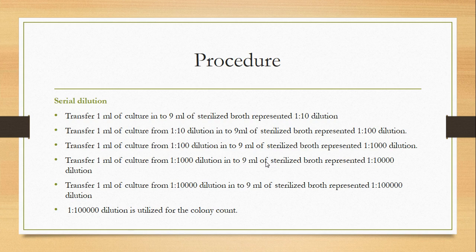Transfer 1 ml from the 1:100 dilution to 9 ml broth, representing a 1:1000 dilution, and then 1 ml from the 1:1000 dilution is diluted with 9 ml broth, representing 1:10,000 dilution. The transfer of 1 ml from the 1:10,000 dilution into 9 ml broth represents 1:1 lakh dilution, and we utilize this 1:1 lakh dilution for the colony count.